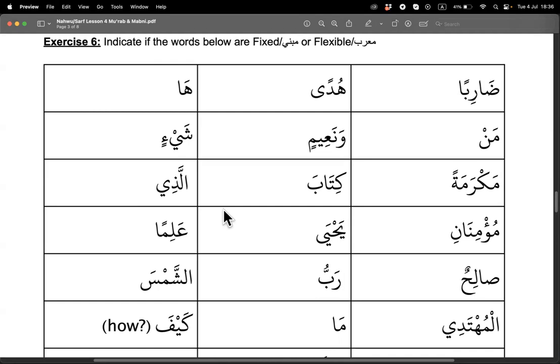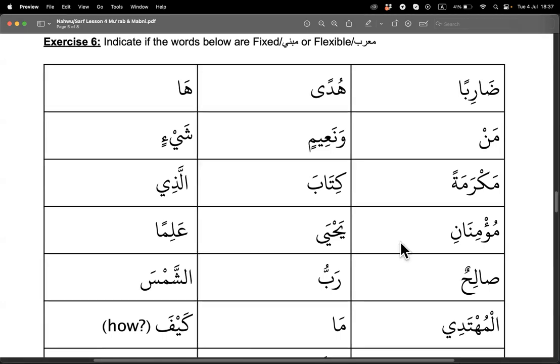Next one, alladhi. Mabni. Good. Mu'minani. Give me the status, number, gender, type. Status is rafa, dual, masculine. So if it fits inside the Muslim chart, then is it mu'rab or mabni? If the Muslim chart, it's mu'rab. Yes. Remember, only the category like pronoun, mausul, is mabni. Other than that, it's all going to be mu'rab.